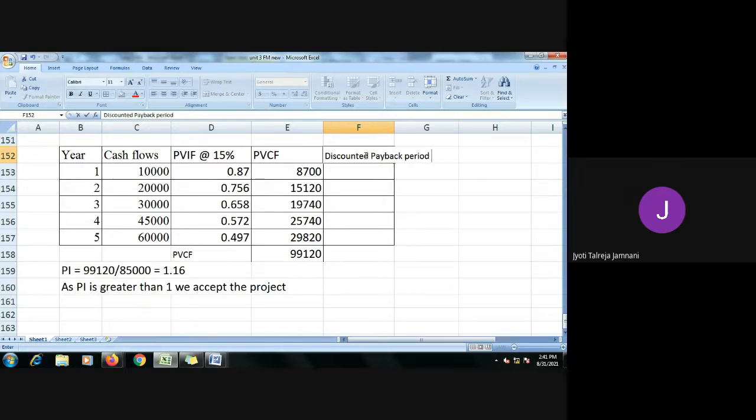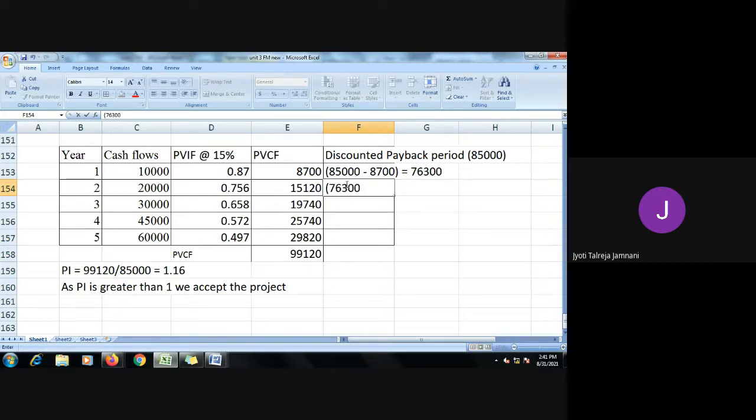And the investment in the project was 85,000. So we need to recover this 85,000 rupees. How are we going to do it? Let's see. So in the first year, from that 85,000, we are able to recover 8,700. So 85,000 minus 8,700, 76,300 you get.